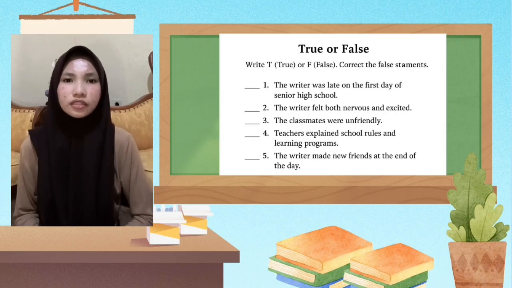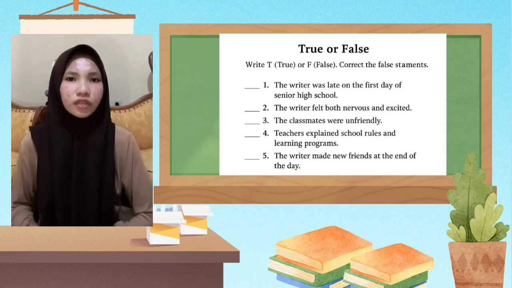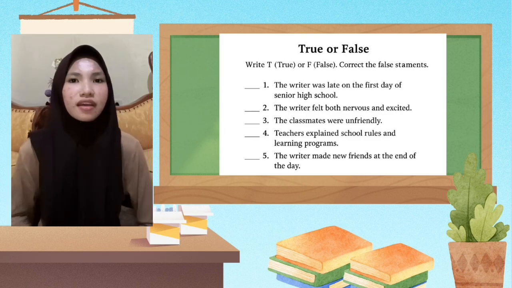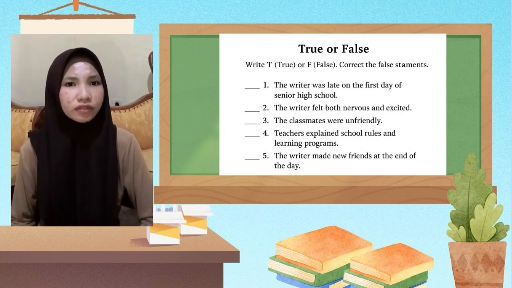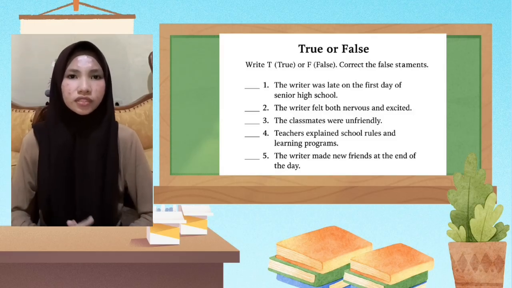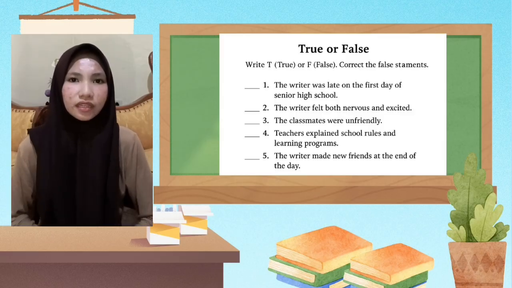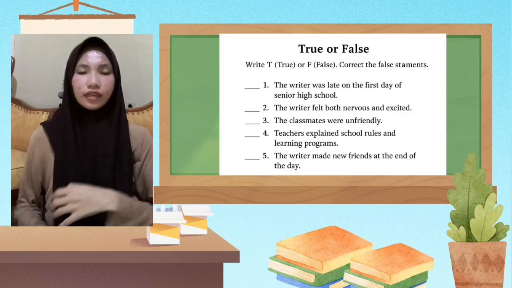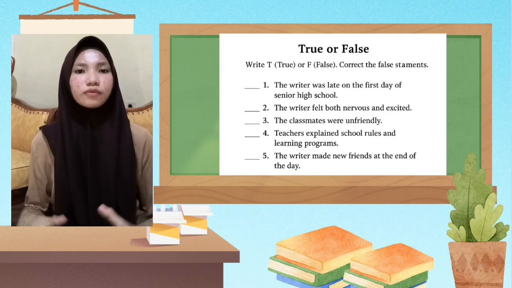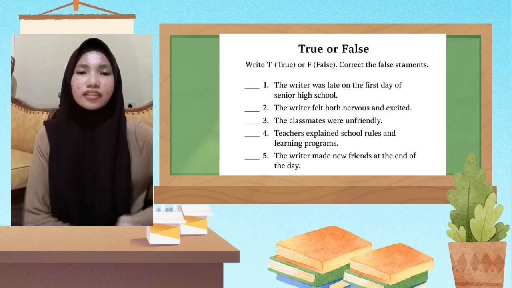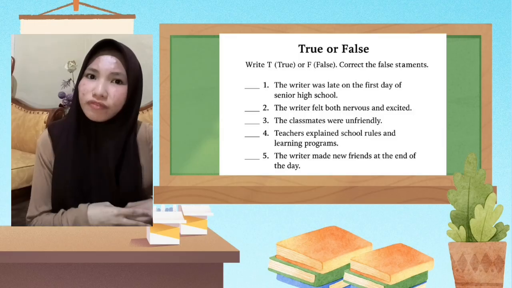The first is the writer arrived at school late. Is it false or true? False, yeah. The writer arrived early. And the second, writer felt nervous and excited on the first day. Yeah, true. Number three. The writer's classmates were unfriendly. False, yeah. The classmates were friendly.